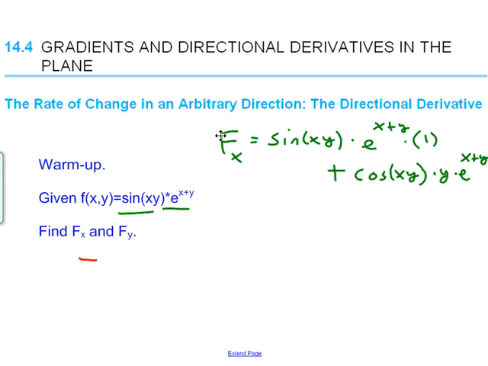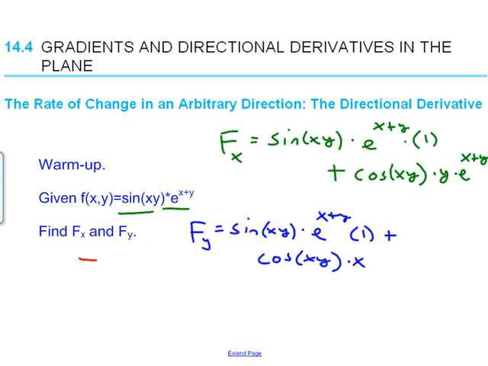And if we take the partial with respect to y, it's going to be very similar. We get the first times the derivative of the second, plus the derivative of the first times the second. So that tells us how this function is changing with respect to x and with respect to y.